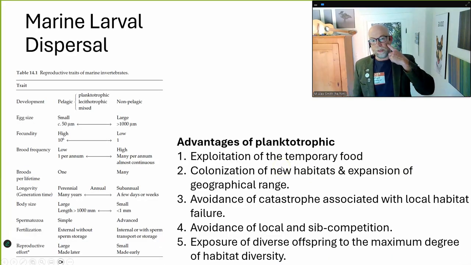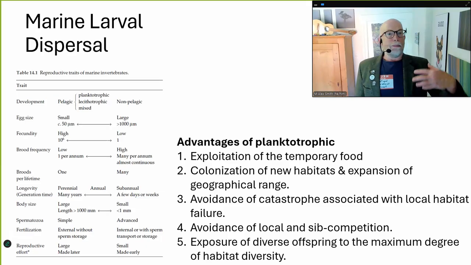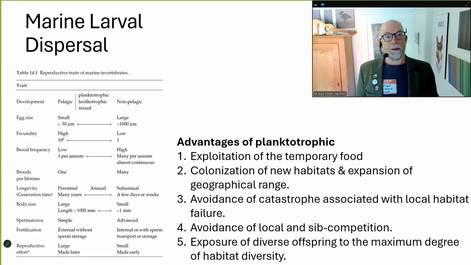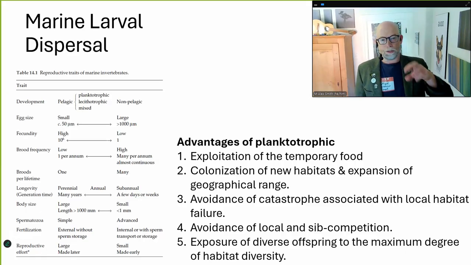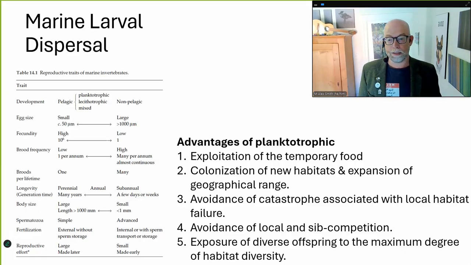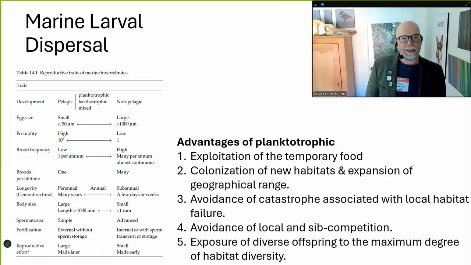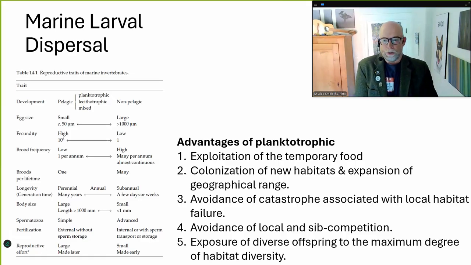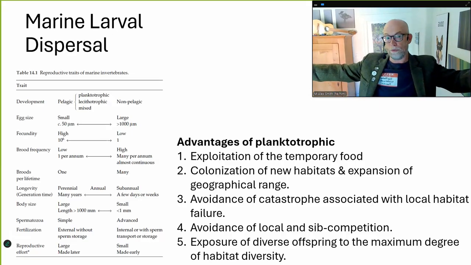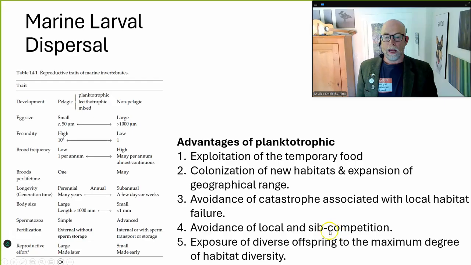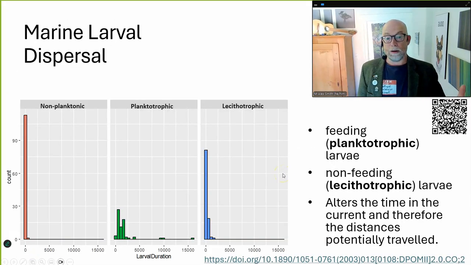And we talked in class about some of the advantages of being planktotrophic and existing in the water column for a long time: you might be able to exploit a temporary food source, you can colonize new habitats or recolonize habitats, expanding a range or repopulating a metapopulation in this case. From a genetic perspective, we would measure it as a plus because it would avoid competition with sibs and local competition with close relatives, because generally you tend to go away from your parents and from your sibs. And if there's a habitat catastrophe, this gets you out of it. This is a get out of jail card because you're going to a new town.